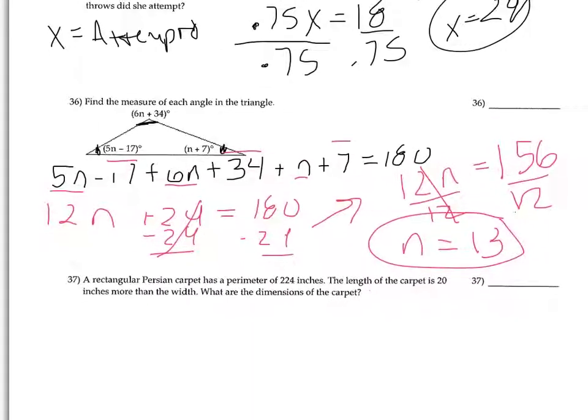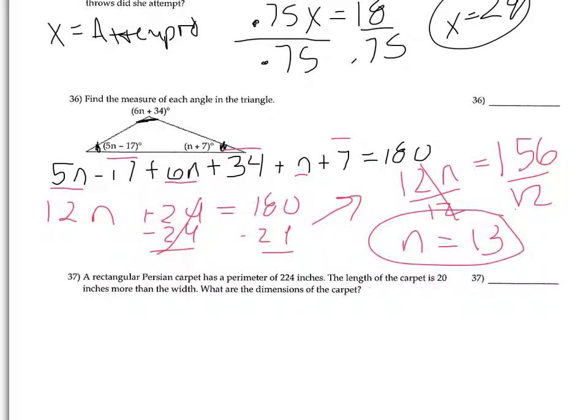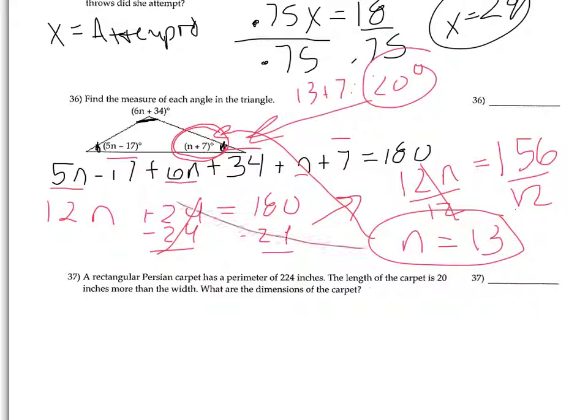So what we're going to be doing is plugging this back in for these n's where we see them up here. So I'm going to start with this angle that's down here. N plus 7, well, if n is 13, 13 plus 7 is 20. So this angle right there is 20 degrees. Plugging n up there, we have 5 times 13 minus 17. So 5 times 13 is going to give us 65, minus 17 is going to give us 48. So that is a 48 degree angle right there.